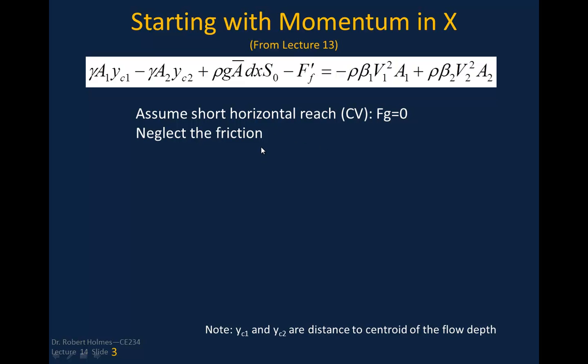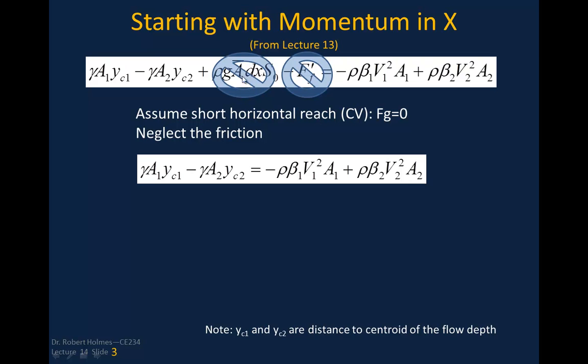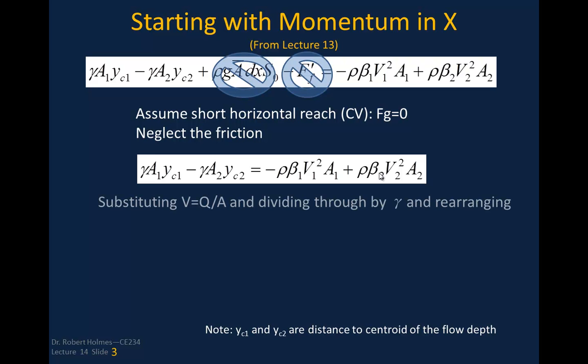If we assume that this is a short horizontal reach, so we have no change in the elevation of the bed, we can essentially say that the slope S sub O is 0, so we're going to have no gravity force in the x direction. Also, if it's very short, we're going to say that the friction force is equal to 0, so you can see up here I've canceled these two out. That makes this momentum equation this form with a simplification where we just have the pressure forces counteracted by the change in the momentum flux on the upstream and downstream side control surfaces.